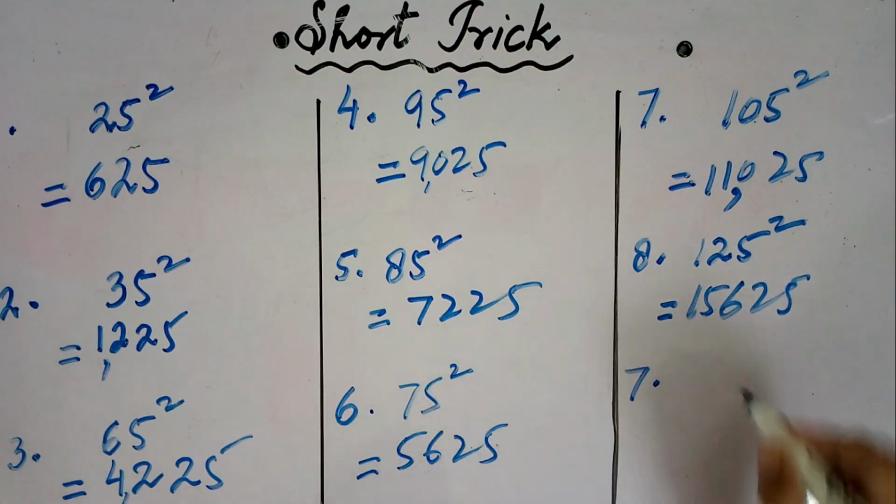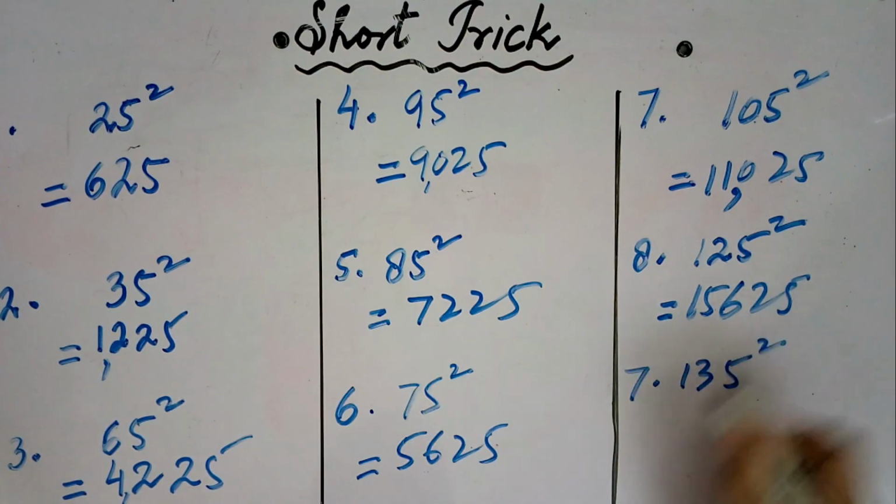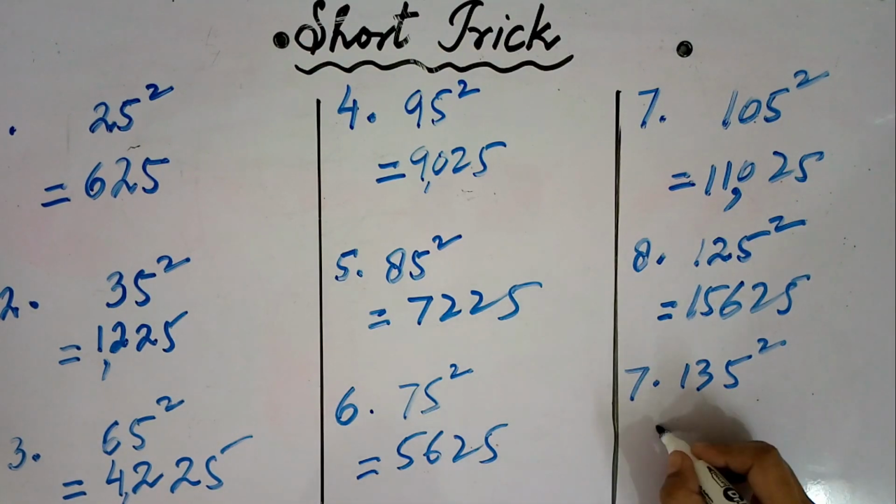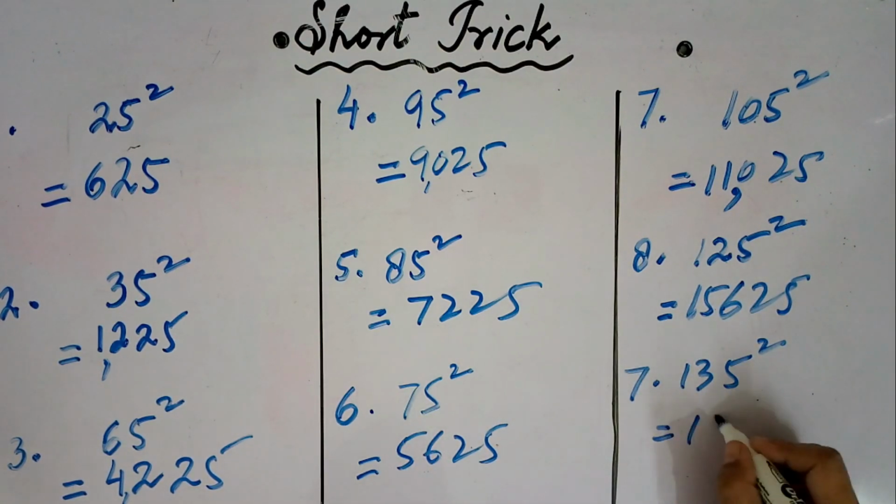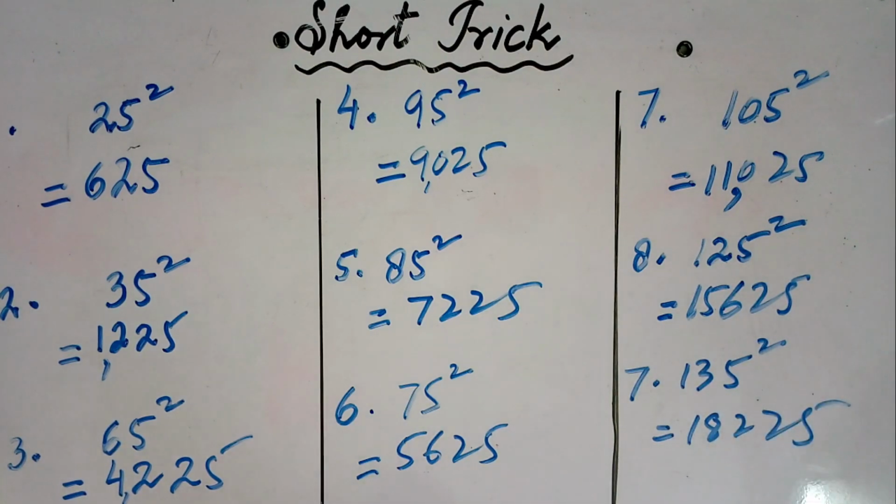Now this is 8. 135 square. Now how will you solve that? The same thing. 13 14s are 182, and 25, which is 18225. This is your answer. So that's all for today.